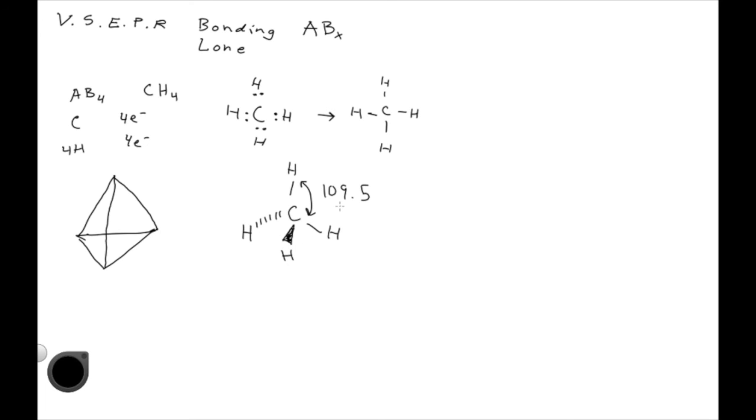Four triangles form the faces of the tetrahedron, and each hydrogen atom forms its corners, right? And so we say that methane has a tetrahedral molecular geometry, and the central atom, in this case the carbon atom, is going to be sp3 hybridized.